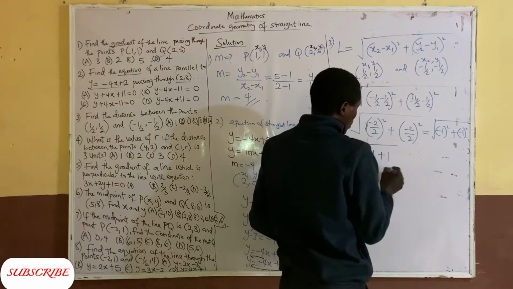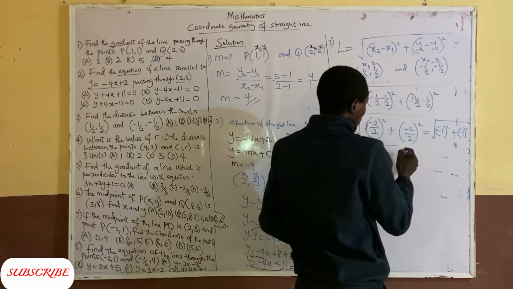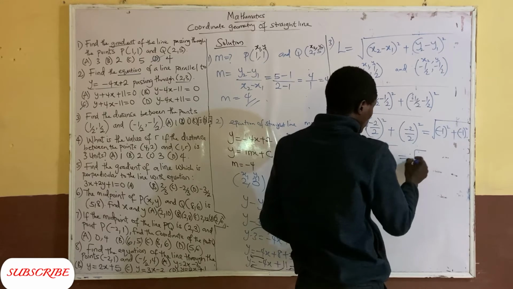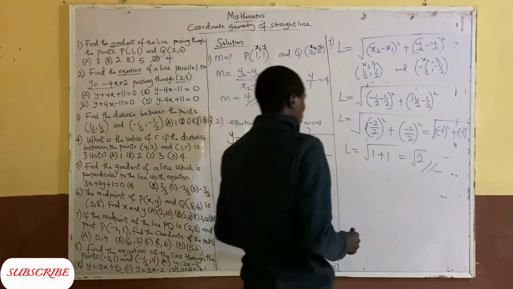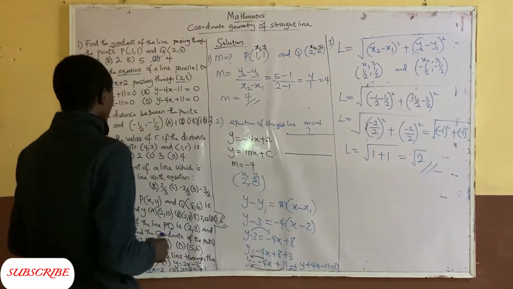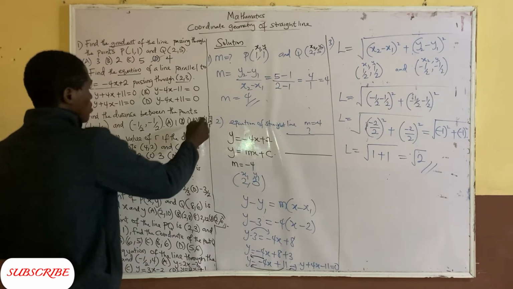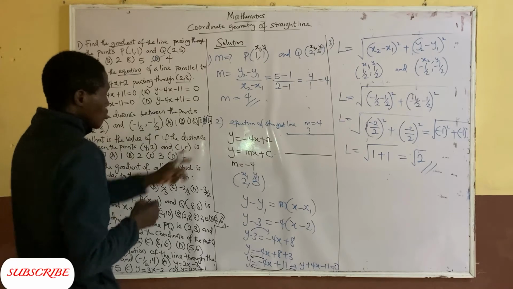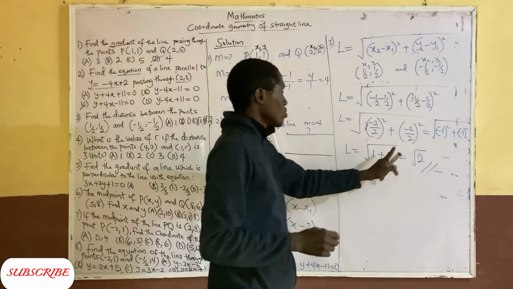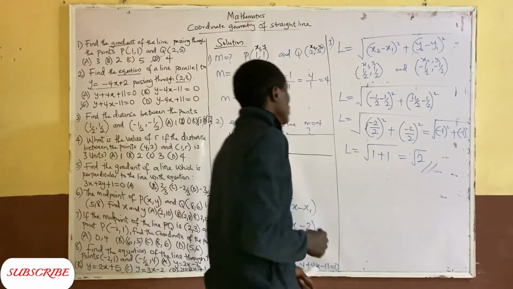1 plus 1, so it will be what? Root 2. The answer here is root 2. Option D. This is root 2, because 1 plus 1 is equal to 2. So that is about that.